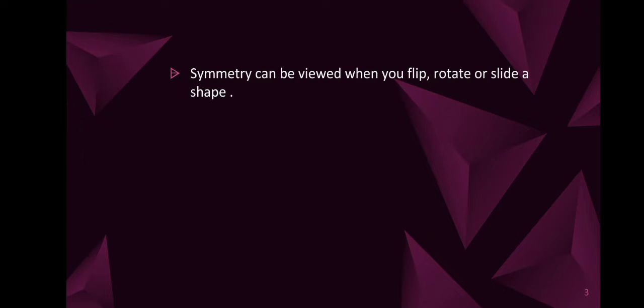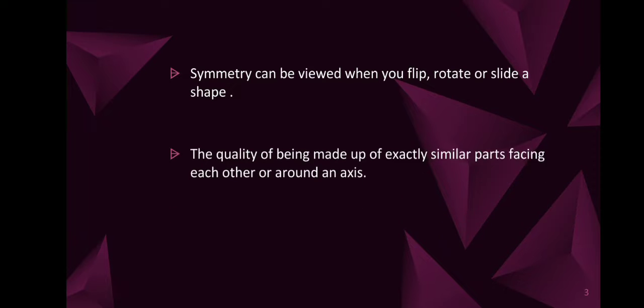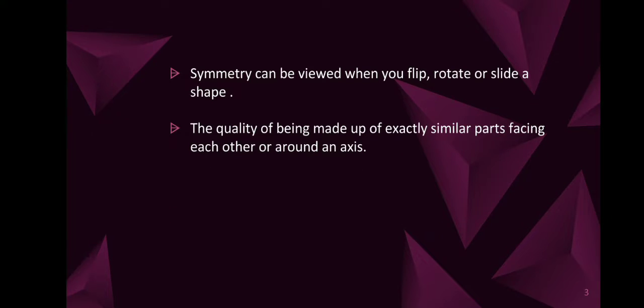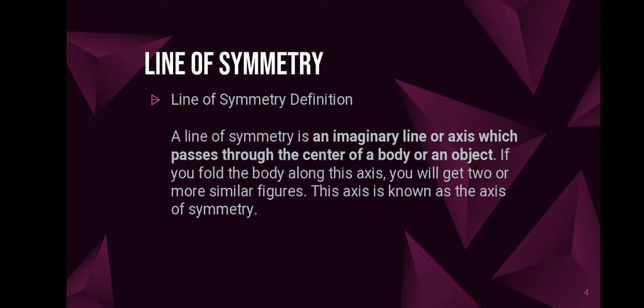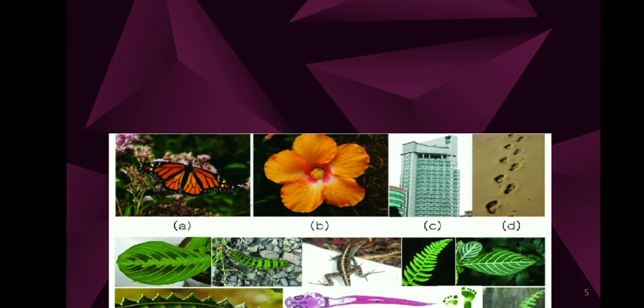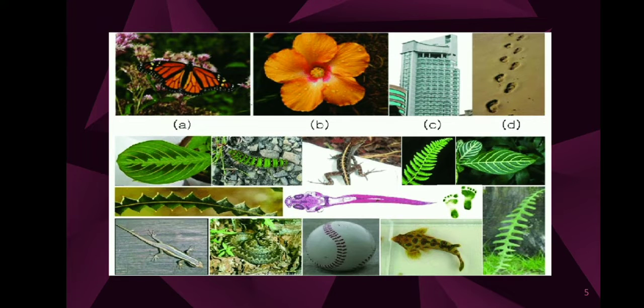Symmetry can be viewed when you flip, rotate, or slide a shape. It is the quality of being made up of exactly similar parts facing each other or around an axis. Line symmetry is an imaginary line or axis which passes through the center of a body or an object. If you fold the body along this axis, you will get two or more similar figures. This axis is known as the axis of symmetry. And here are some examples of symmetry.